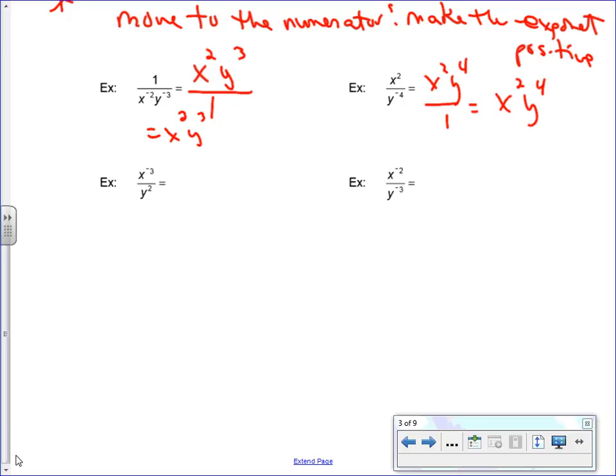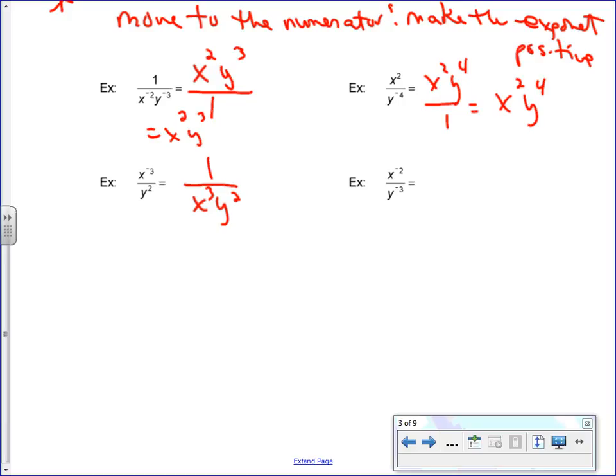Which one do I move, the X or the Y or both? Both? Okay, what makes you move it? What's the reason for moving it? Negative what? Negative exponent. So, do I move the X? Yes. Do I move the Y? No. All right, so the X goes to the bottom, and the Y stays on the bottom, and there's nothing in the top. What do you have to put up there when there's nothing there? A 1.